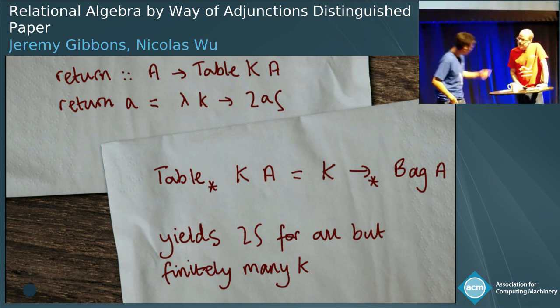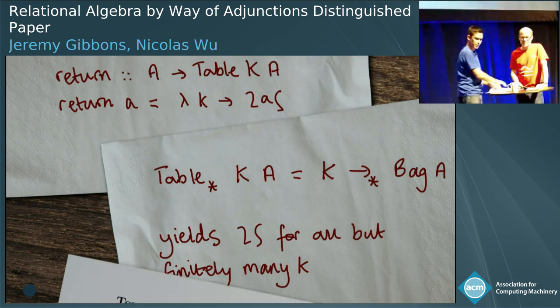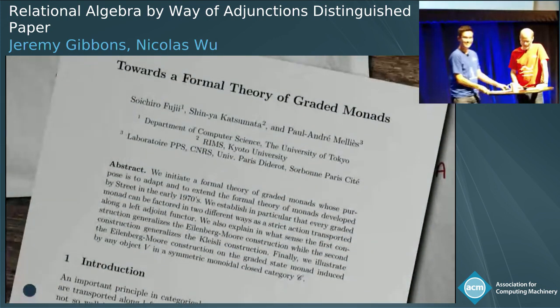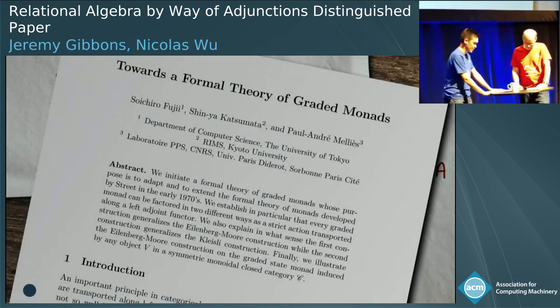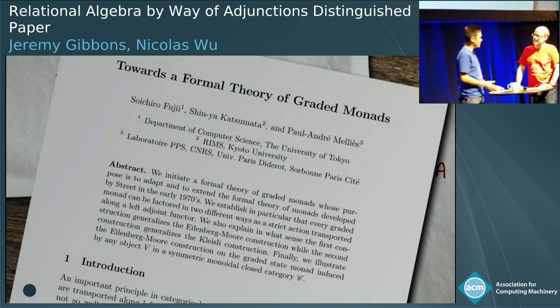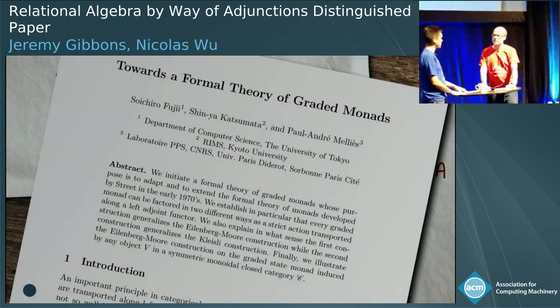But hang on a minute, that kind of reminds me. I was just reading this paper. Let me get it out. So this is a paper by Fuji, Katsumoto, and Méliès about graded monads. And I think they've got exactly the kind of thing that we need to solve this.